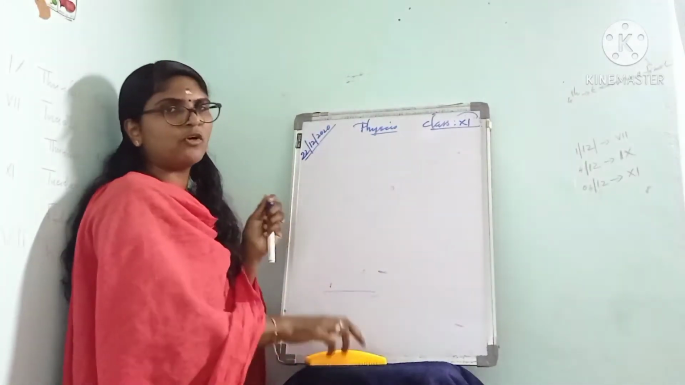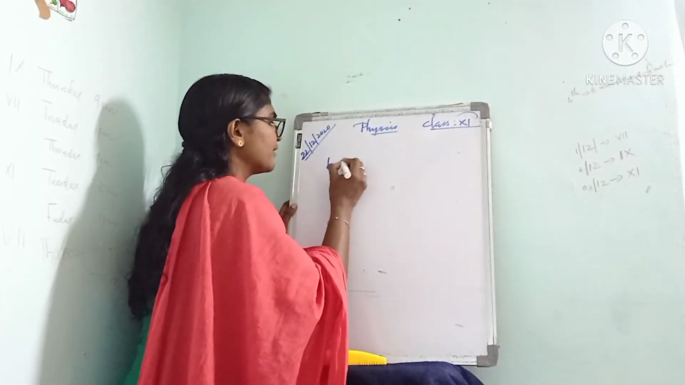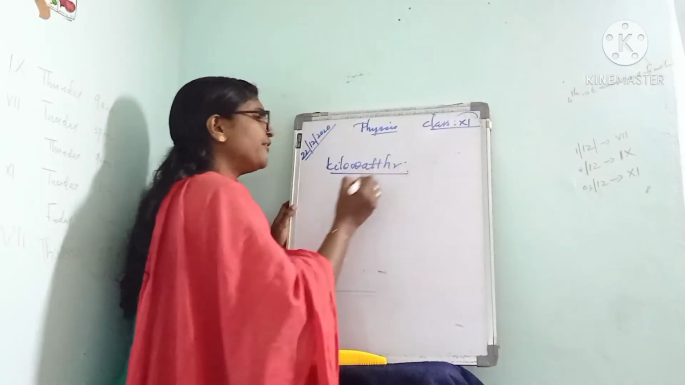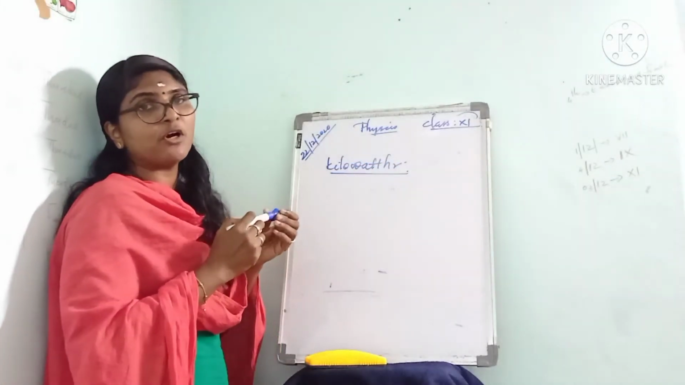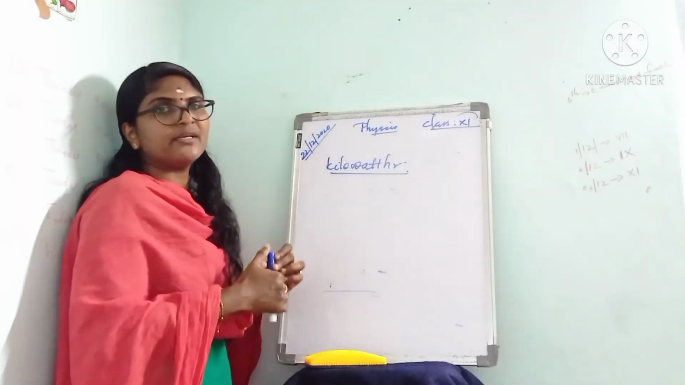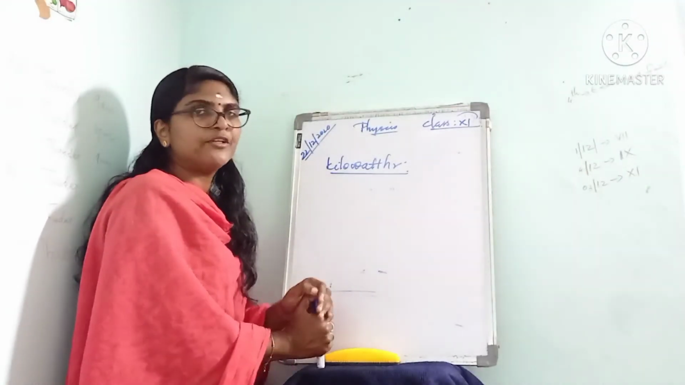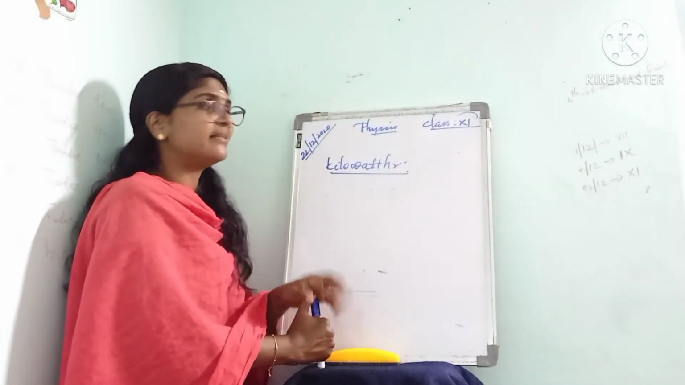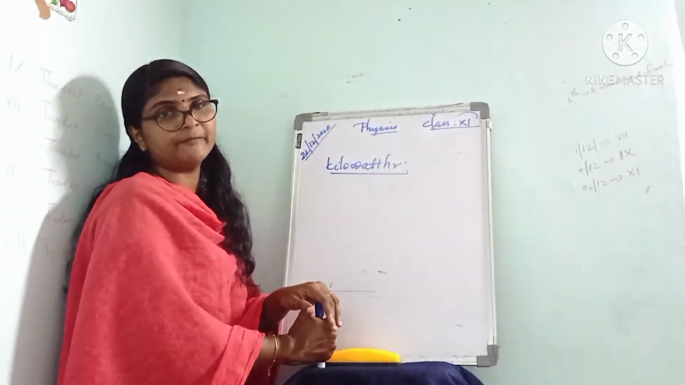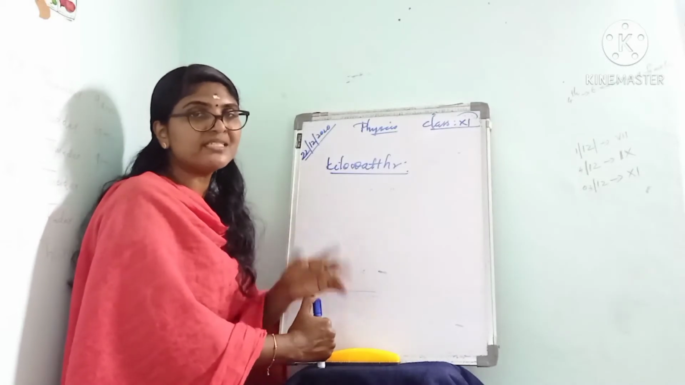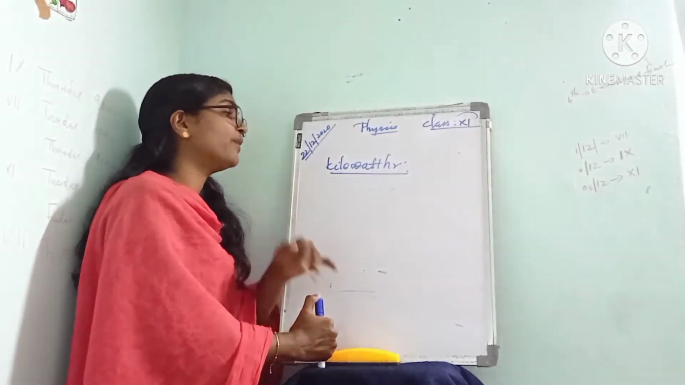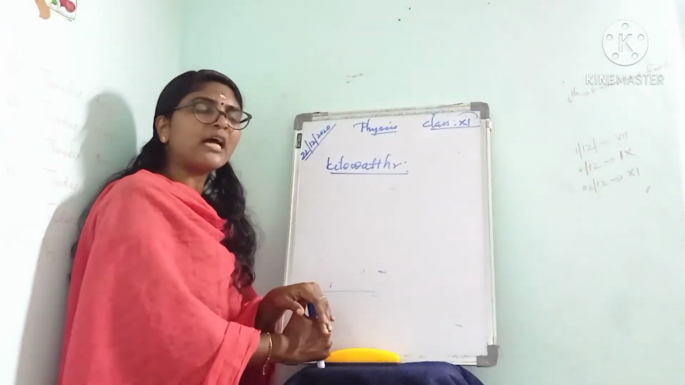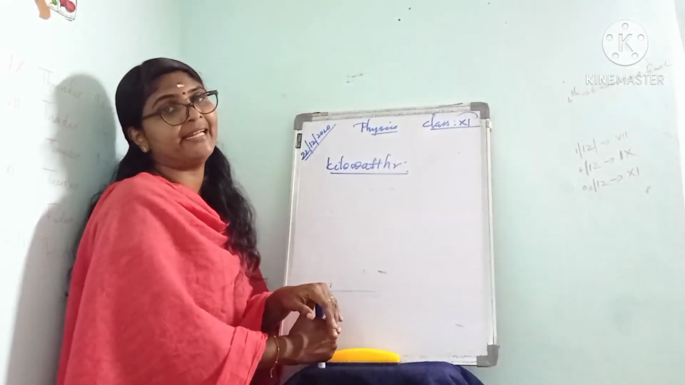Next we can talk about the unit kilowatt hour. The joule is the SI unit of energy. Suppose you want to measure a large amount of energy and this unit is not sufficient. In order to measure energy commercially, we have another unit, the kilowatt hour. So we can say kilowatt hour is the commercial unit of electric energy.